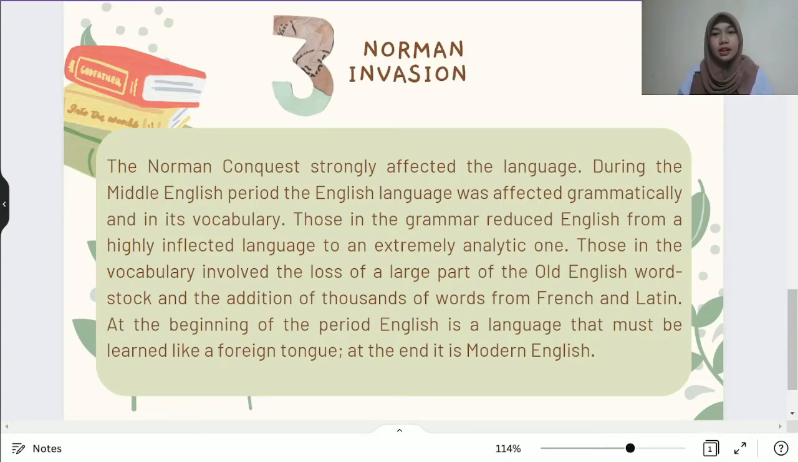So that is why we see in the dictionary that the root words are from Latin and from French. So that is it from us from All English.